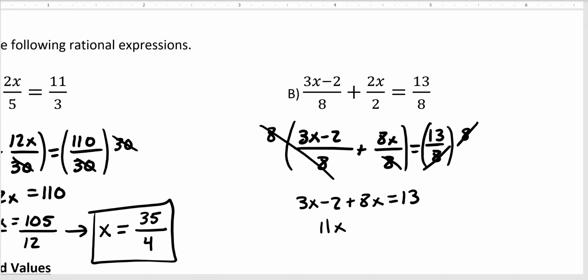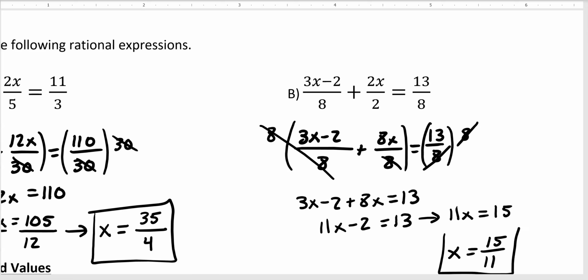So we'll have 11x minus 2 equals 13, add 2. So 11x will equal 15, which means that x will equal 15 over 11. And there we go. That would be my solution to this problem, okay?